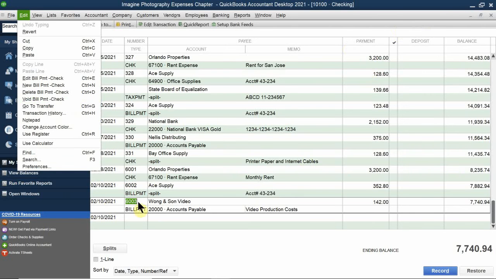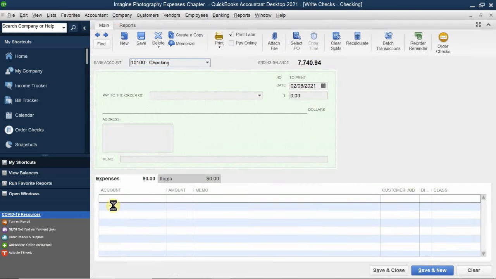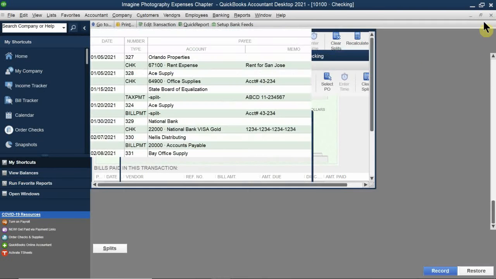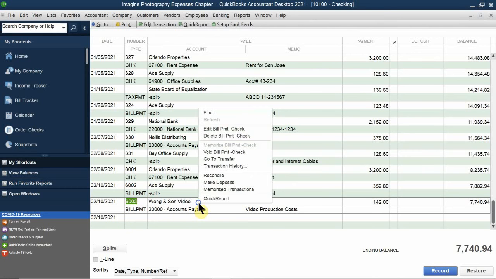Or you can simply right click on it and you'd be able to void it as well, okay? Now, you can even double click on it and you can choose to void it up here as well if you go up to the top. And you can void the check here. But the rule of thumb here is the best, easiest, and quickest way for you to actually see it is to just void it right there in the register. Okay, so again, I can choose to right click and that's what I'm going to do. I'm going to right click and void this bill payment check. Okay.